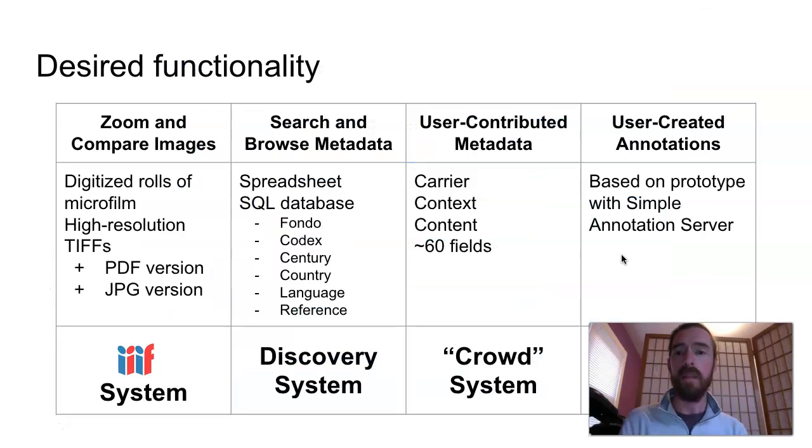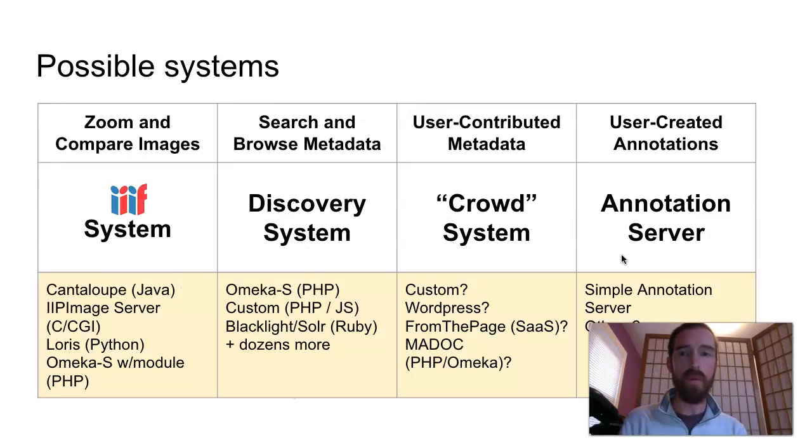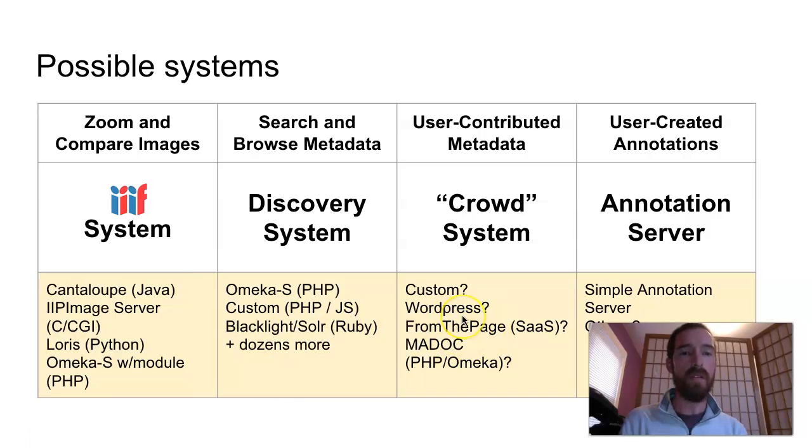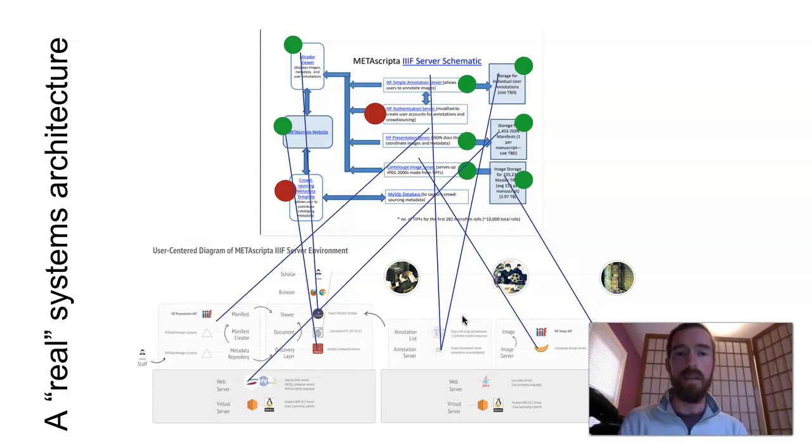As we started looking into what kind of systems we need to support all of these features, we looked into image servers, discovery systems, and various other solutions to meet the needs and requirements of the project. And so eventually, as we were experimenting and prototyping, the chart started to look a little bit crossed and confused.